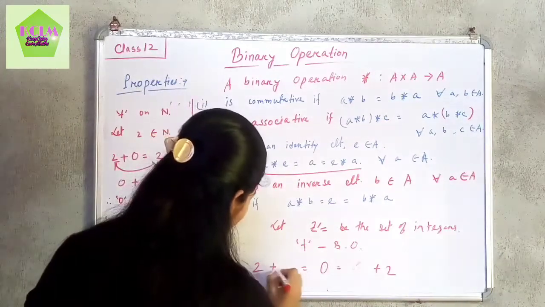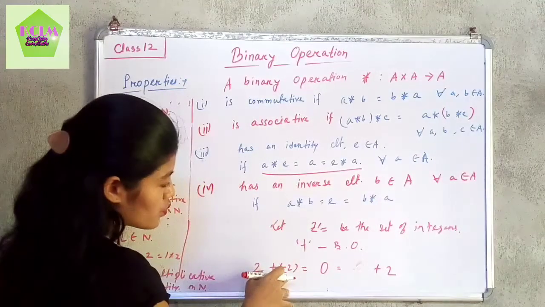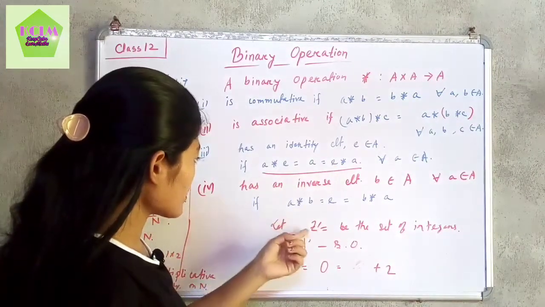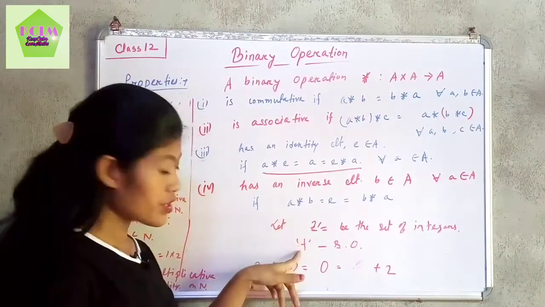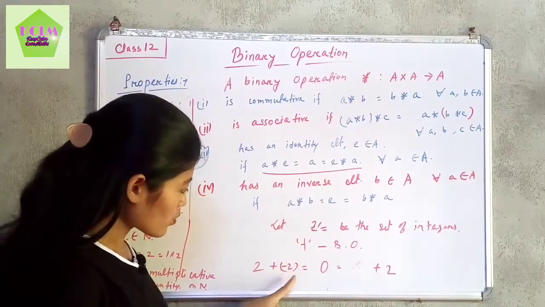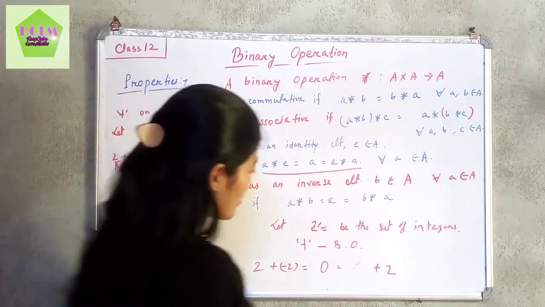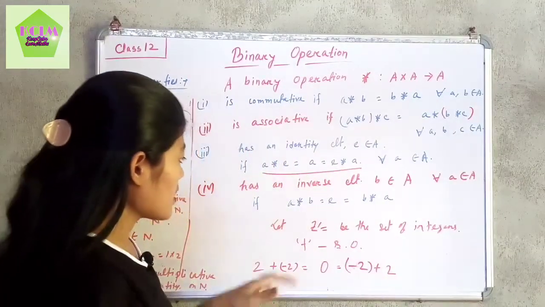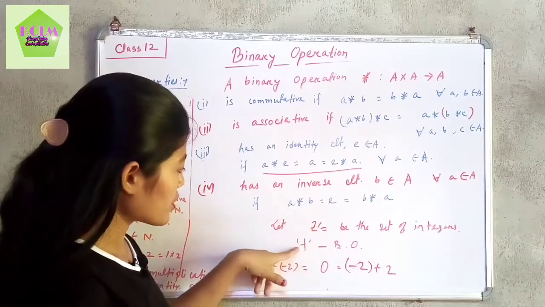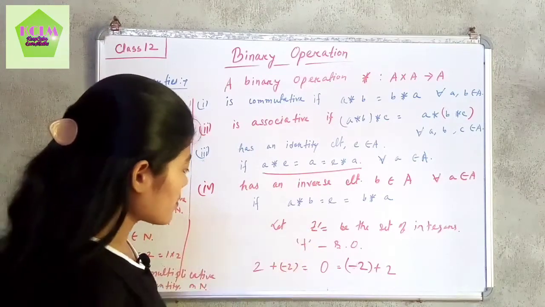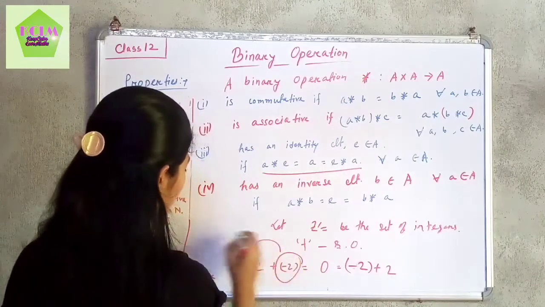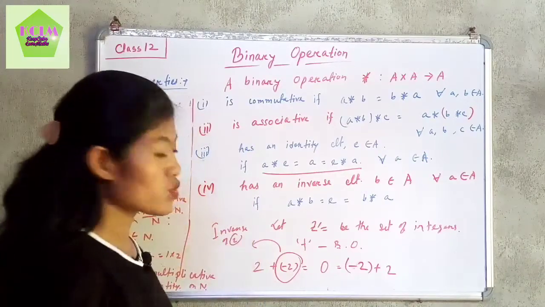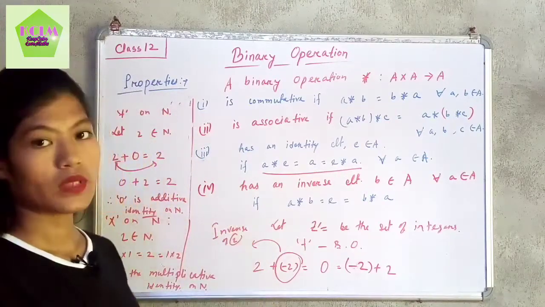So yes, if we take minus 2 in the set of integers, and since here the operation is addition, 2 plus minus 2 will be 0, equal to minus 2 plus 2. So therefore, in the set of integers with the operation addition, minus 2 will be the inverse of 2. So I hope this is clear to you. So that's all about these properties.